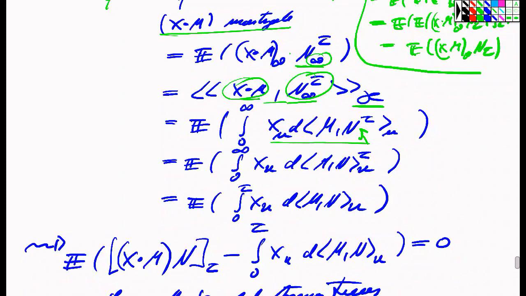And then, for instance, by one of our previous lemmas, I know that the bracket of a stopped martingale is the same as if I do the bracket and then stop the bracket. So this stopping time application, which acts on the martingale here inside the bracket, can be taken outside the bracket.